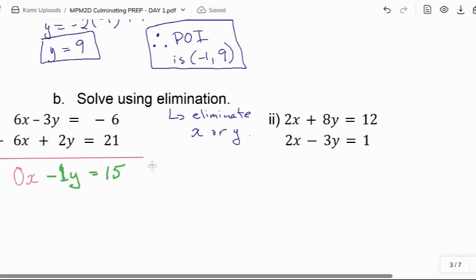Now I don't want to know what -1y is. I want to know y. So I divide both sides by -1. And I get that y is 15. Thank you. -15.